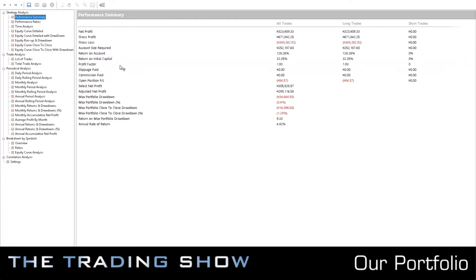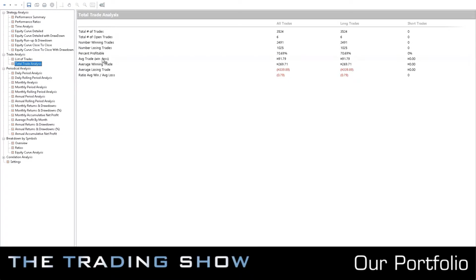As regards the main metrics of the system, the net profit amounts to approximately $223,000, the profit factor is 1.93, and the max drawdown is around $34,000. The average trade is $91, which corresponds to 0.9% per trade.